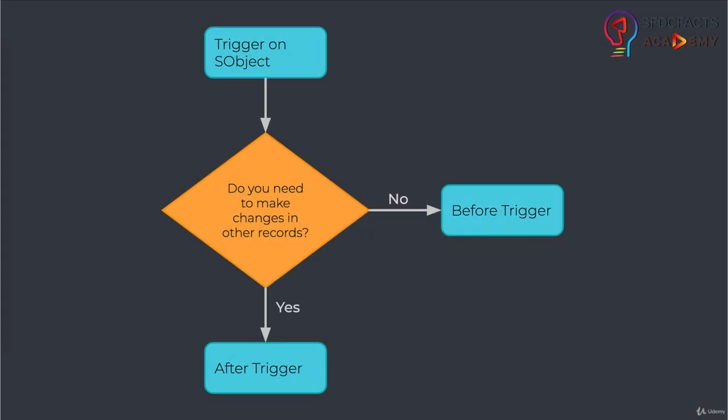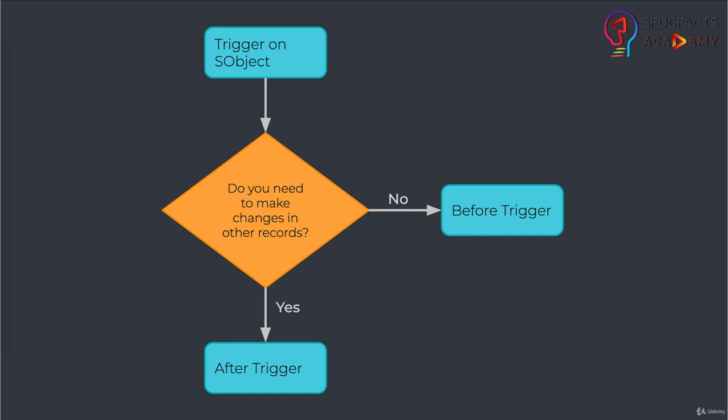So deciding between before and after is not rocket science and it's very simple. First you write your trigger on the SObject, and this SObject can be your standard Salesforce objects or your custom objects. Then you simply ask a question to yourself: do you need to make changes to other records? And here by other records I mean the records on which the trigger is not executing, or maybe the records from other SObjects. If that is the case, then you should write your logic in after trigger. If not, then you should write your logic inside the before trigger. In most cases, we use before trigger because we only need to make changes to the current records on which trigger is executing. But in some cases, we go for after trigger as well, or a mix of both.